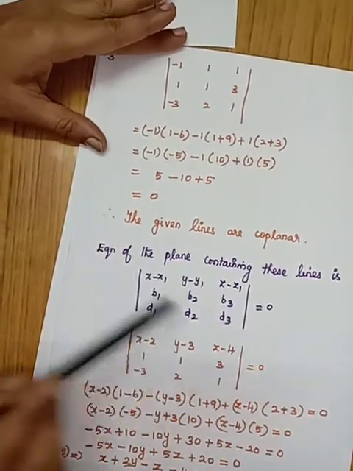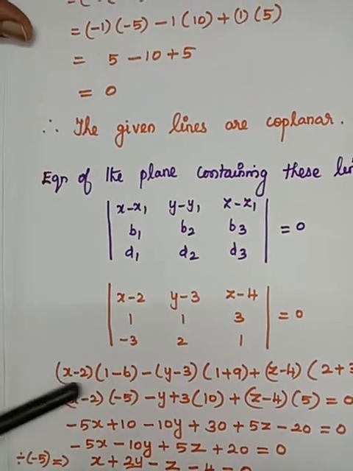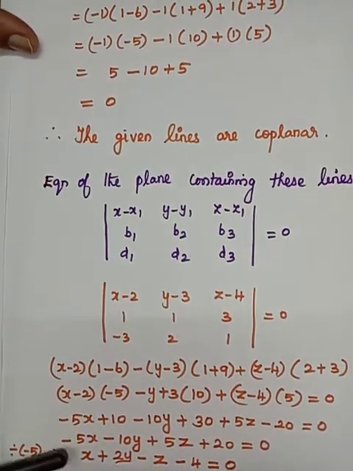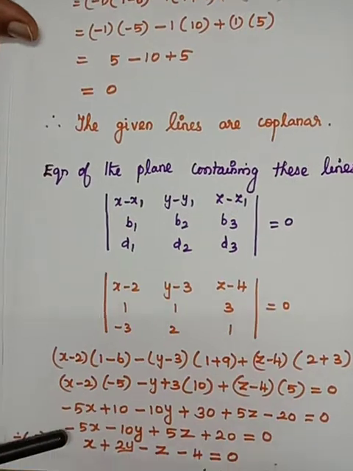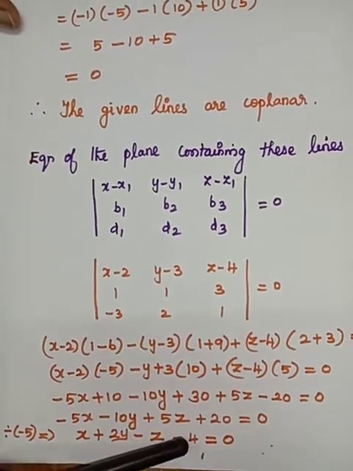When you expand by r1, you will get this answer. Here if you divide it by minus 5, you will get x plus 2y minus z minus 4 is equal to 0.